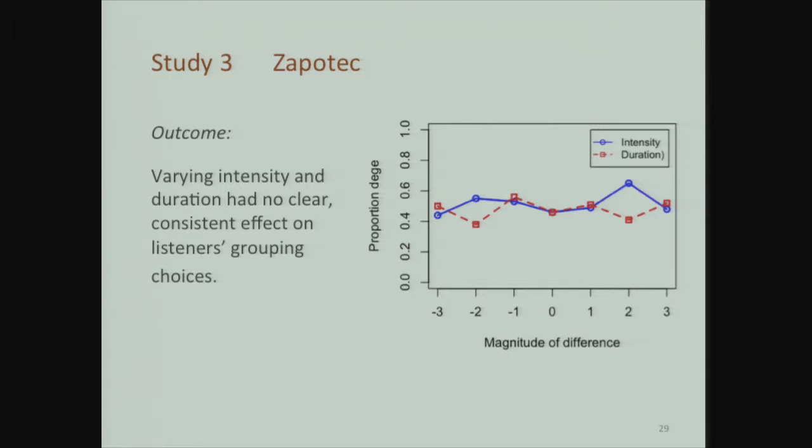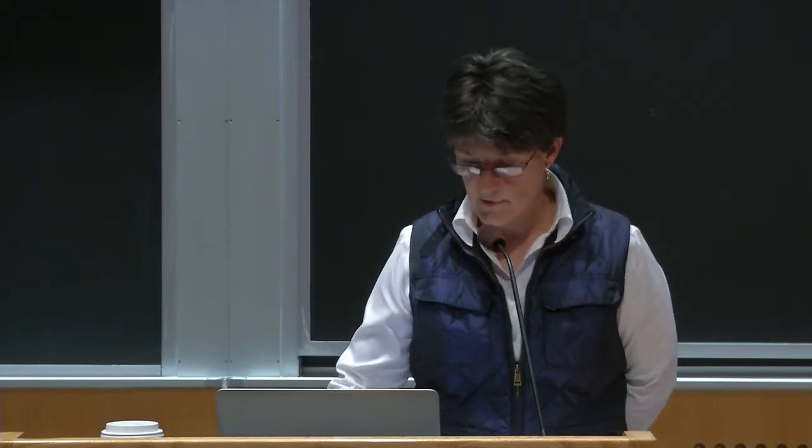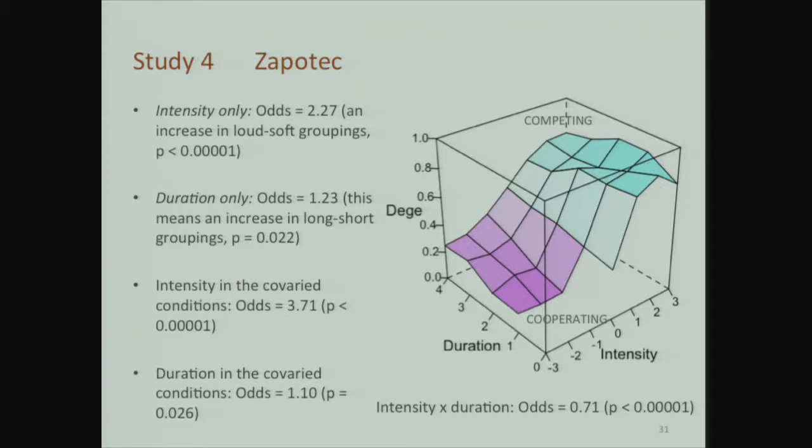So in this particular case where people were given sequences, and these were all intermingled together, there were no consistent results; the outcome of the study was not conclusive. So the next thing that we did was we did a version of study 2 with the Zapotec speakers. We had the single parameter sequences and we had the covariate sequences as well. And what we found was something very similar to what we found in Spanish and English, remarkably so.